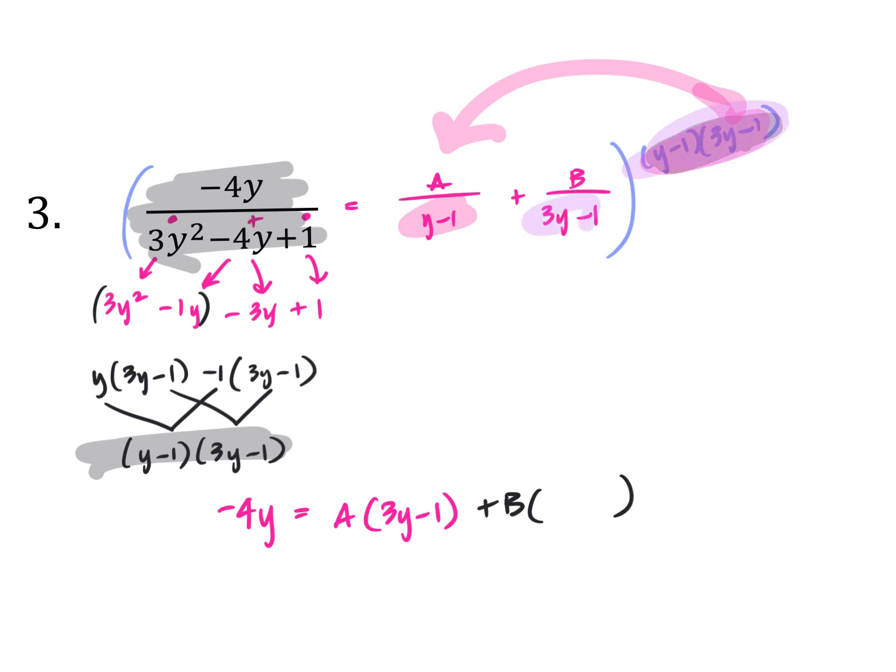I'd still have a y minus 1 up there. You guys, is it always the opposite? A will always be over the other denominator. B will always be with this denominator every time.